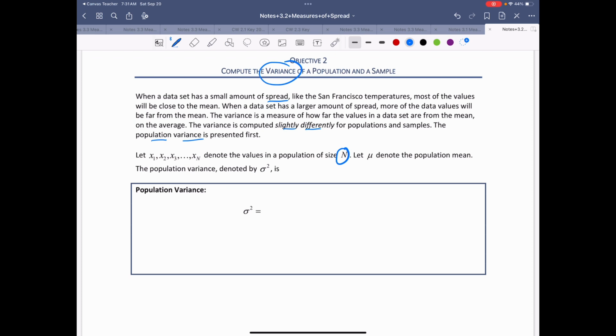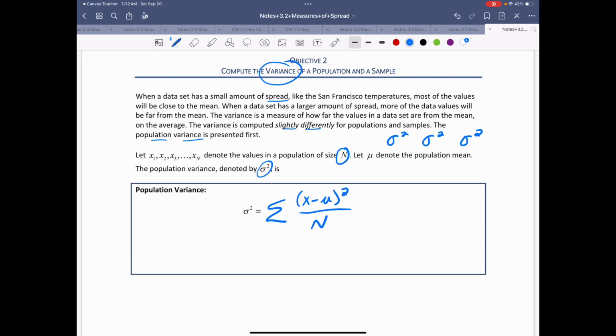Remember, anytime you see big N, it means population. Let mu denote the population mean. The population variance denoted by, this symbol is called sigma squared, is, and I want you to write a couple of those symbols. Sigma squared, sigma squared. And here's what we do. We're going to take a sum like you did in Algebra 2. We're going to do x minus mu. We're going to square, and we're going to divide by N.